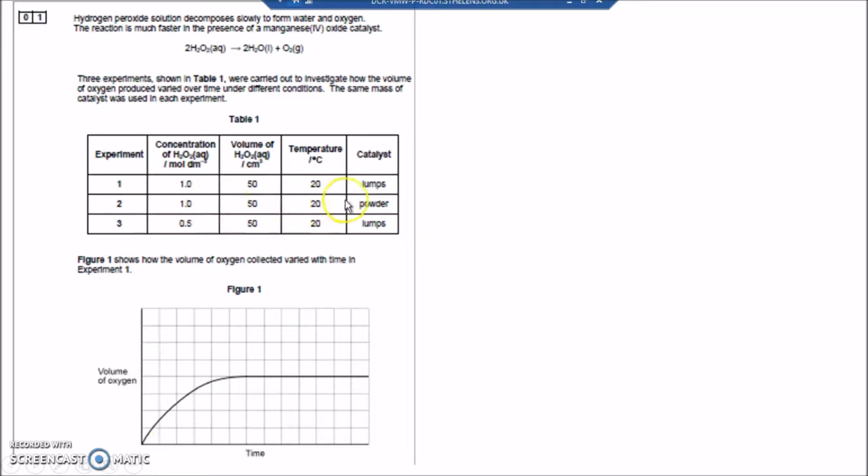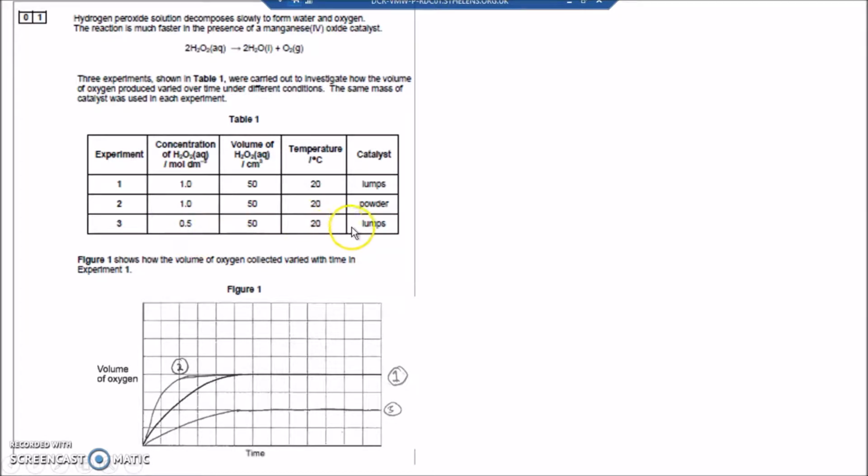In experiment number 2, everything stayed the same, so concentrations stayed the same except you're using a powdered catalyst. That will mean that the reaction will go faster, but the amount of products, because the amount of reactants is the same, will be exactly the same as well. So it's going to reach that line, but it's going to reach that line quicker. So it'll go up steeper, but end up at the same volume of oxygen produced because the amounts of reactants are the same. So that's for experiment number 2.